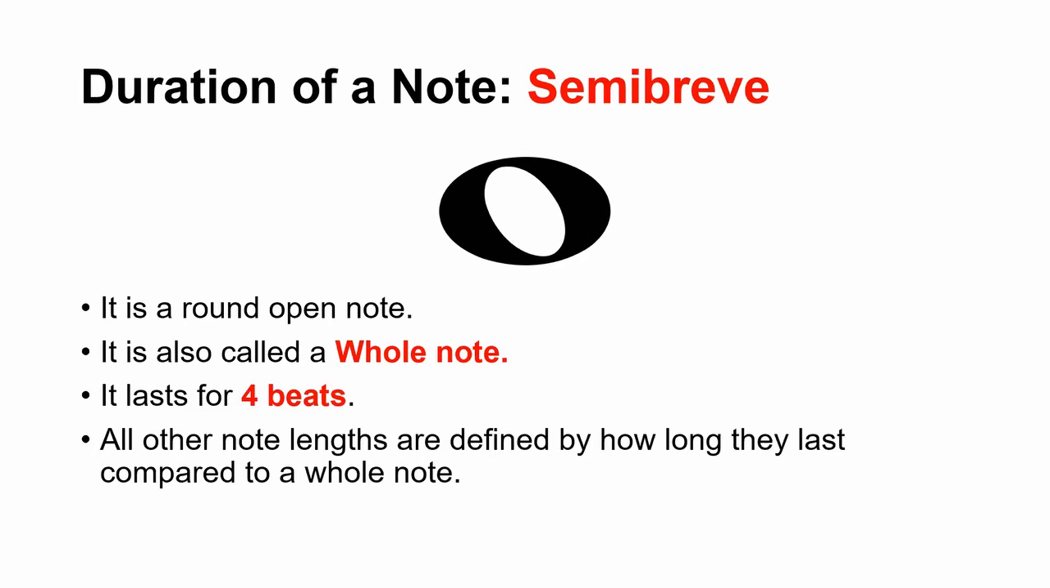So the semibreve lasts for 4 beats. And it's also called a whole note. All other note lengths are defined by how long they last compared to this whole note. So all the other notes we're going to see are defined relative to this whole note, or the semibreve. All right, so let's look at the next note.